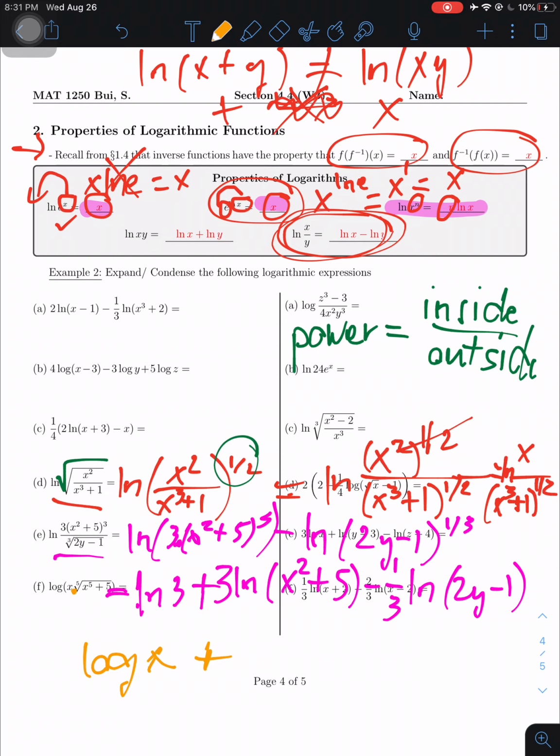There's something wrong with my pen, I'm so sorry for the writing. Let me try again. Log of x, okay, there we go. And then plus log of x to the 5 plus 5 in here, and in here we have a 5th root. It means to the 1/5 power. And I'm lazy, but technically we're gonna bring this power to the front, and then let me just erase it. Okay, so this is the final answer for F.